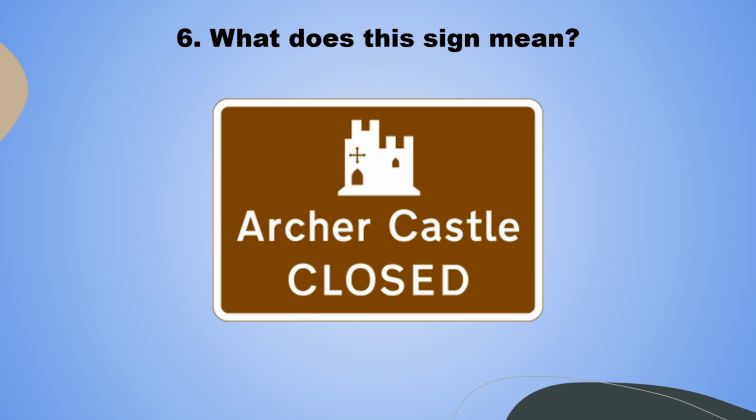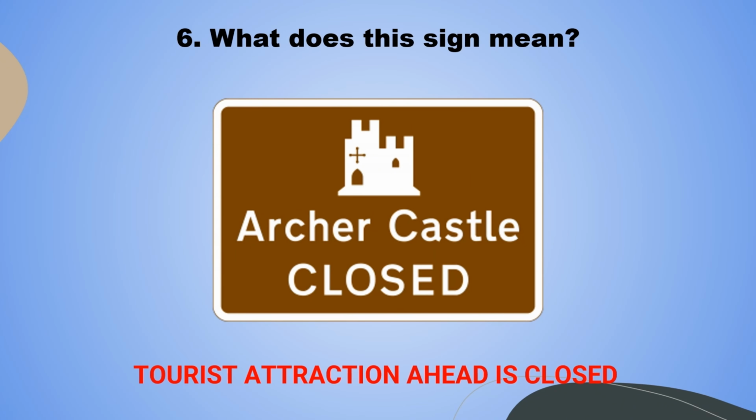This is very similar to the previous sign, but please pay attention at what it says on the sign. So again, you do have the castle symbol at the top, Archer Castle, which is the same castle which is in the previous sign. But then you have the word closed. So let's see what this sign means. It means that the tourist attraction ahead is closed. So now you don't have the mileage, you don't have the distance to get to the attraction. Now here it says that the tourist attraction, in this particular case, the Archer Castle, is closed.